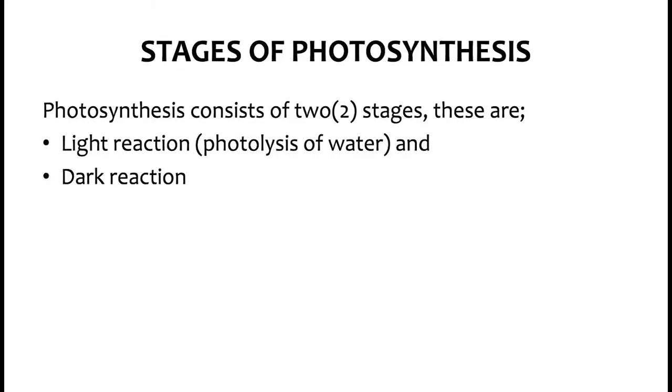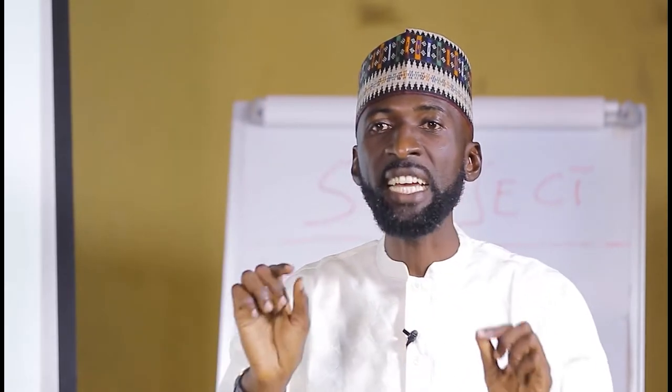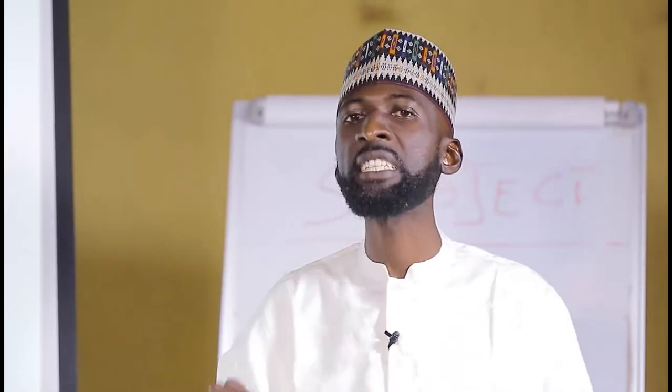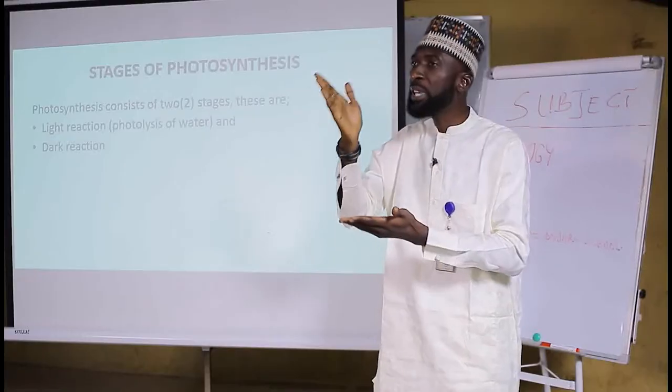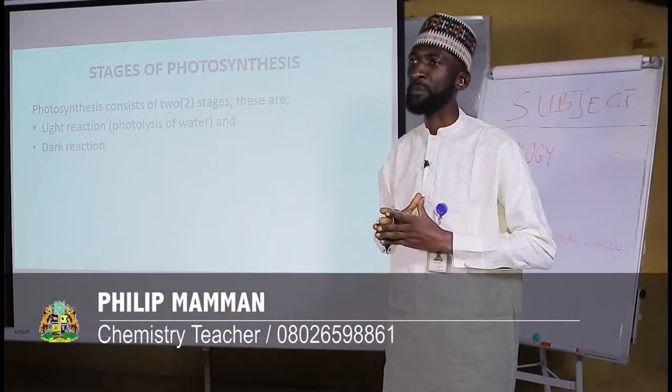So these are the two different stages. Now, the light reaction is called the light stage, and the dark reaction we can also call the dark stage. What happens in the light reaction is that during the day, when there is bright sunlight, there is a process called photolysis of water. That is one of the major stages that takes place during the light reaction. And when we say photolysis of water, we are referring to the breaking down of water using solar radiation.